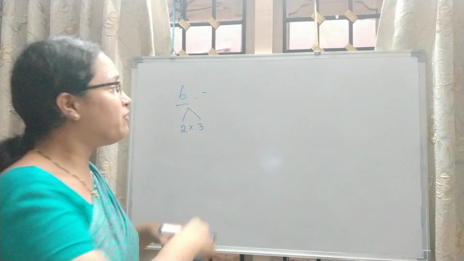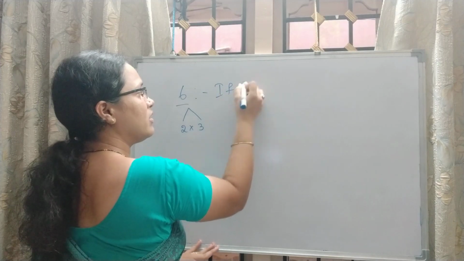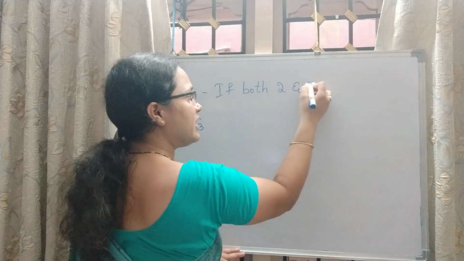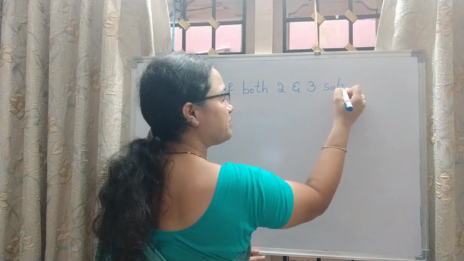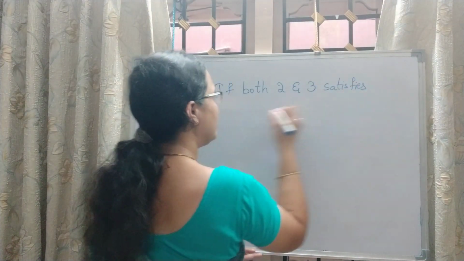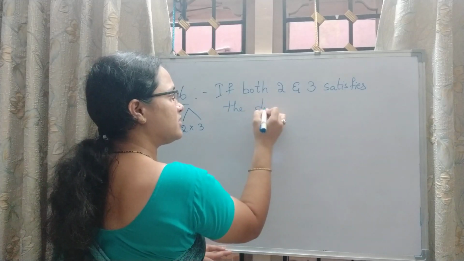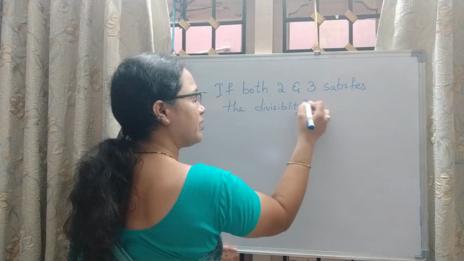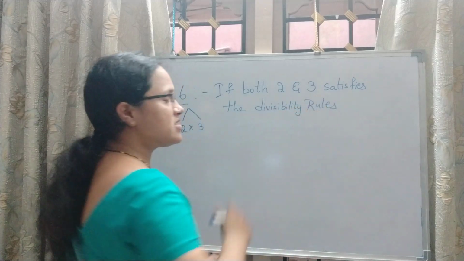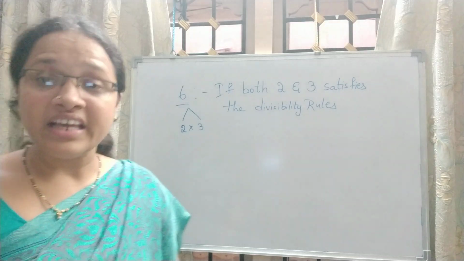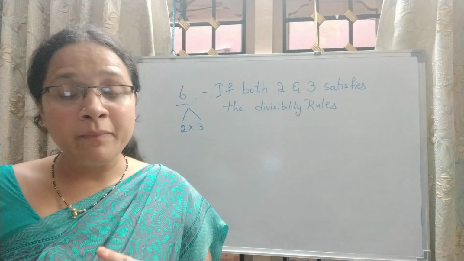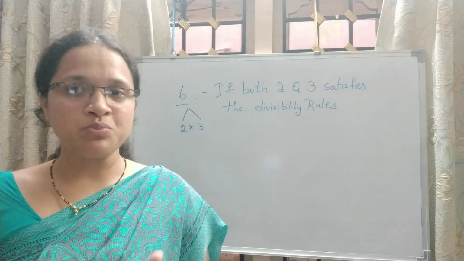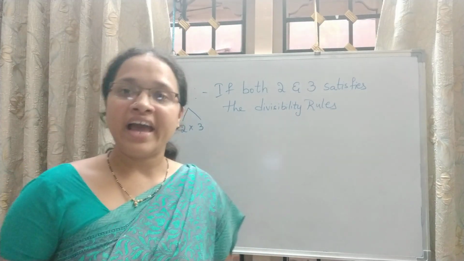If both 2 and 3 satisfy their divisibility rules, then the number is said to be divisible by 6. So, in order to learn in much more detail, let us take one example.